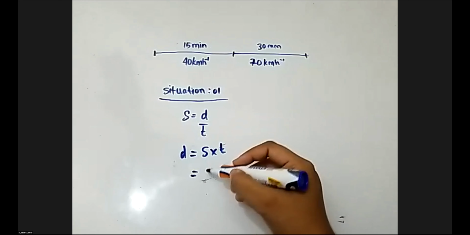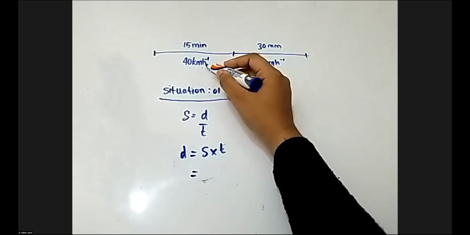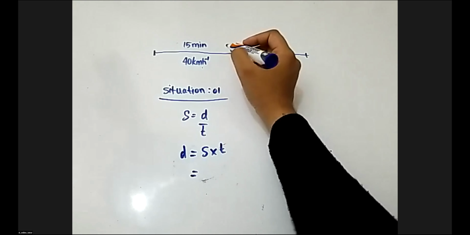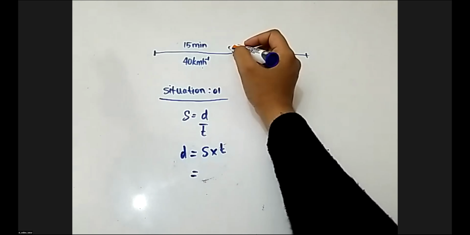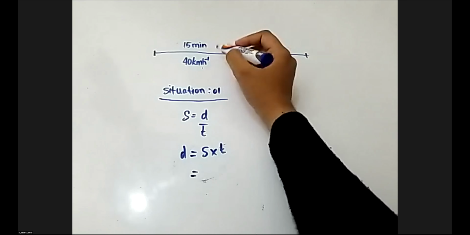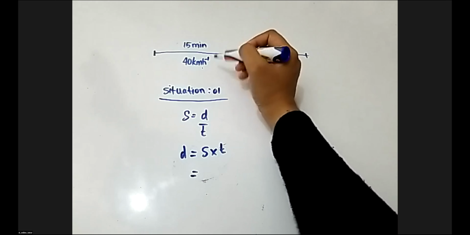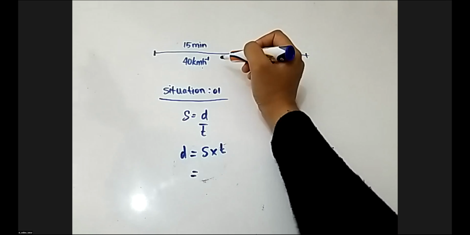Speed is given in kilometers per hour. Time is given in minutes. Now it's given in minutes. You have to convert. Can you understand? If you want to convert this, how do you convert? 1 minute means 60 seconds. 15 minutes, you have to convert it. Rather than convert into seconds, convert into hours is easy.